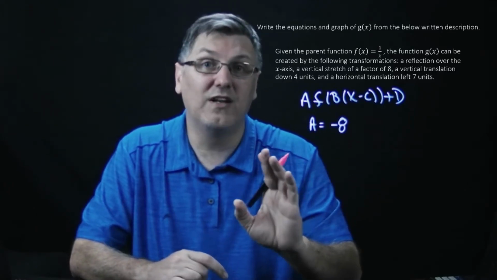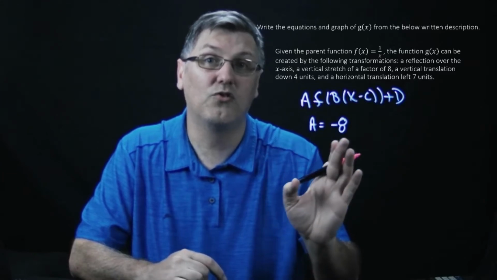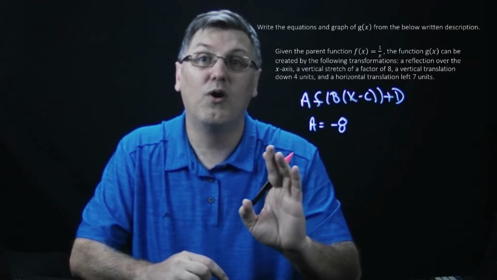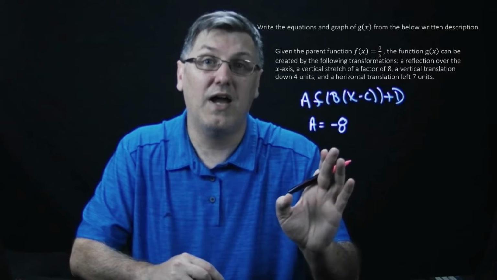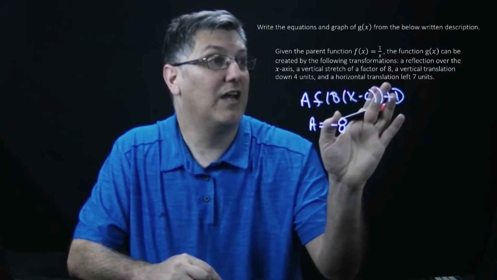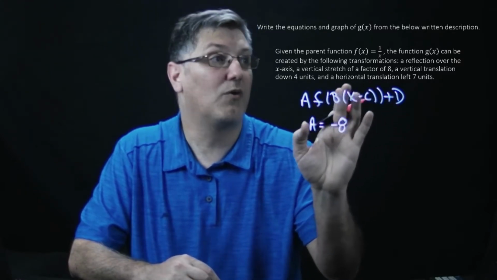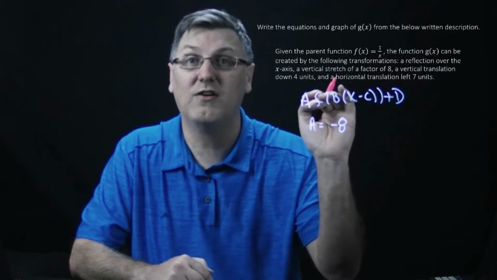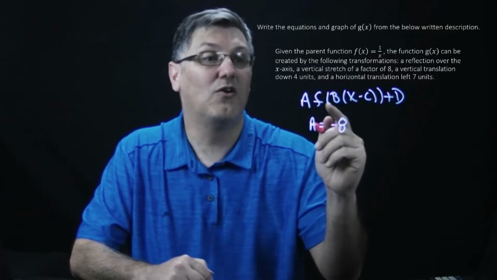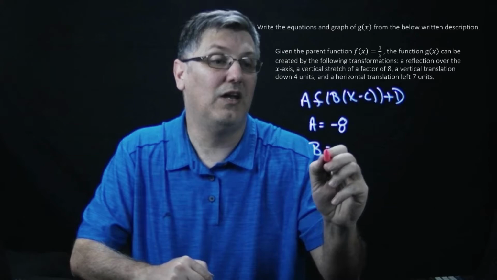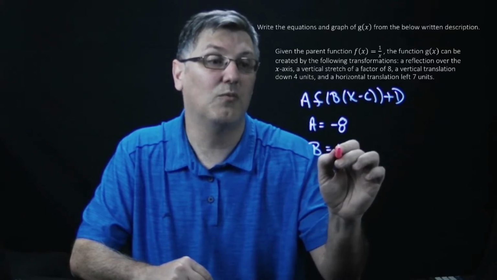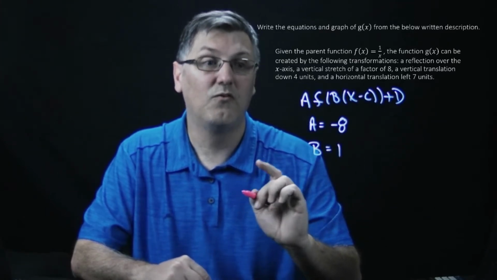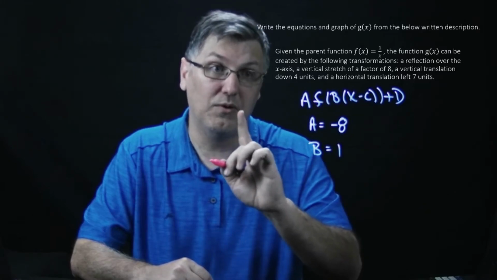Okay, so we're going to look for b. What we're looking for with b is anything that says horizontal stretch, horizontal shrink or compression, or a reflection over the y-axis. I don't see any of that in here. The only thing I see with horizontal is right here where it says horizontal translation left 7 units. Well, that's a different letter. So I don't have a b. If I don't have it, I'm going to assume it to be 1. For a or b, if we don't have anything, we assume it to be 1.